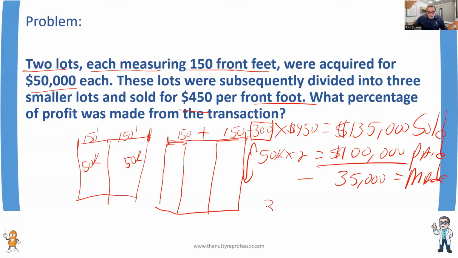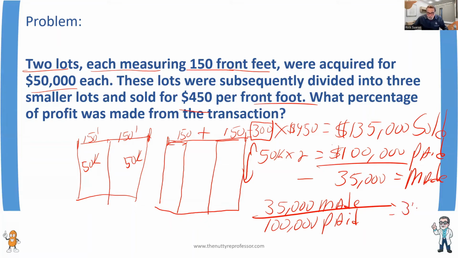So now you take the 35,000. This is your made, and you're going to divide by 100,000, which is your paid. And that's going to give you a 35% profit. Great investment. Did a great job. Made $35,000. Let's move on to the next.